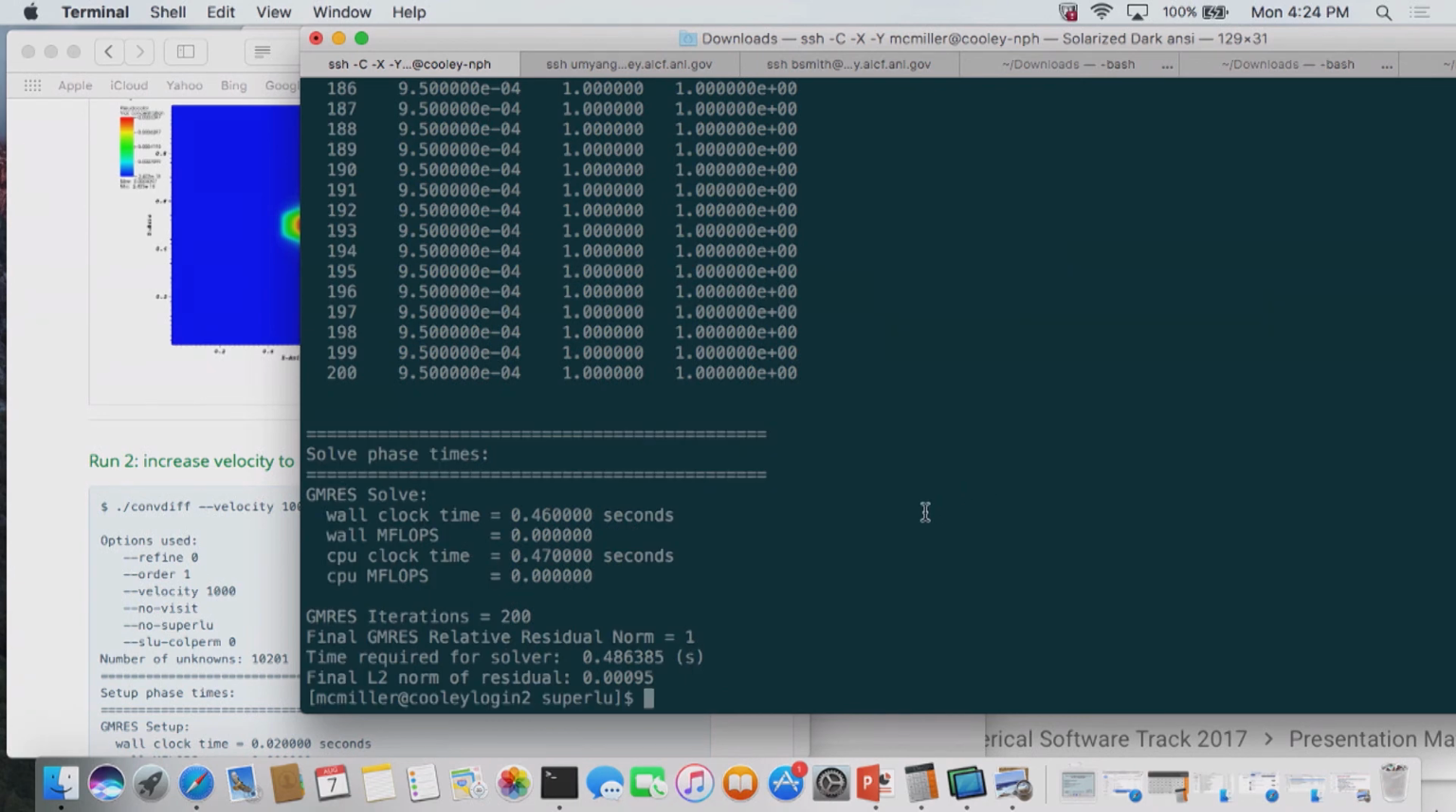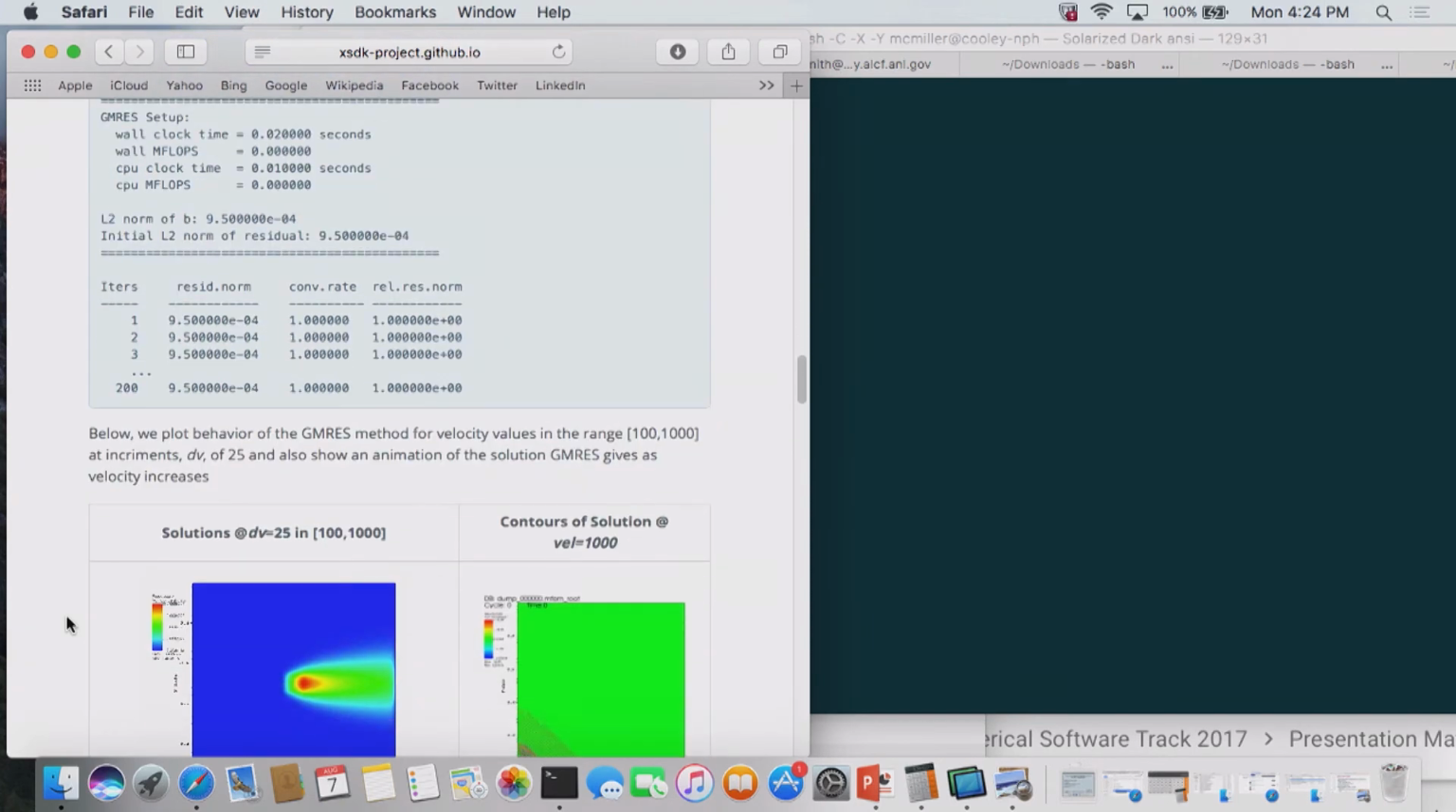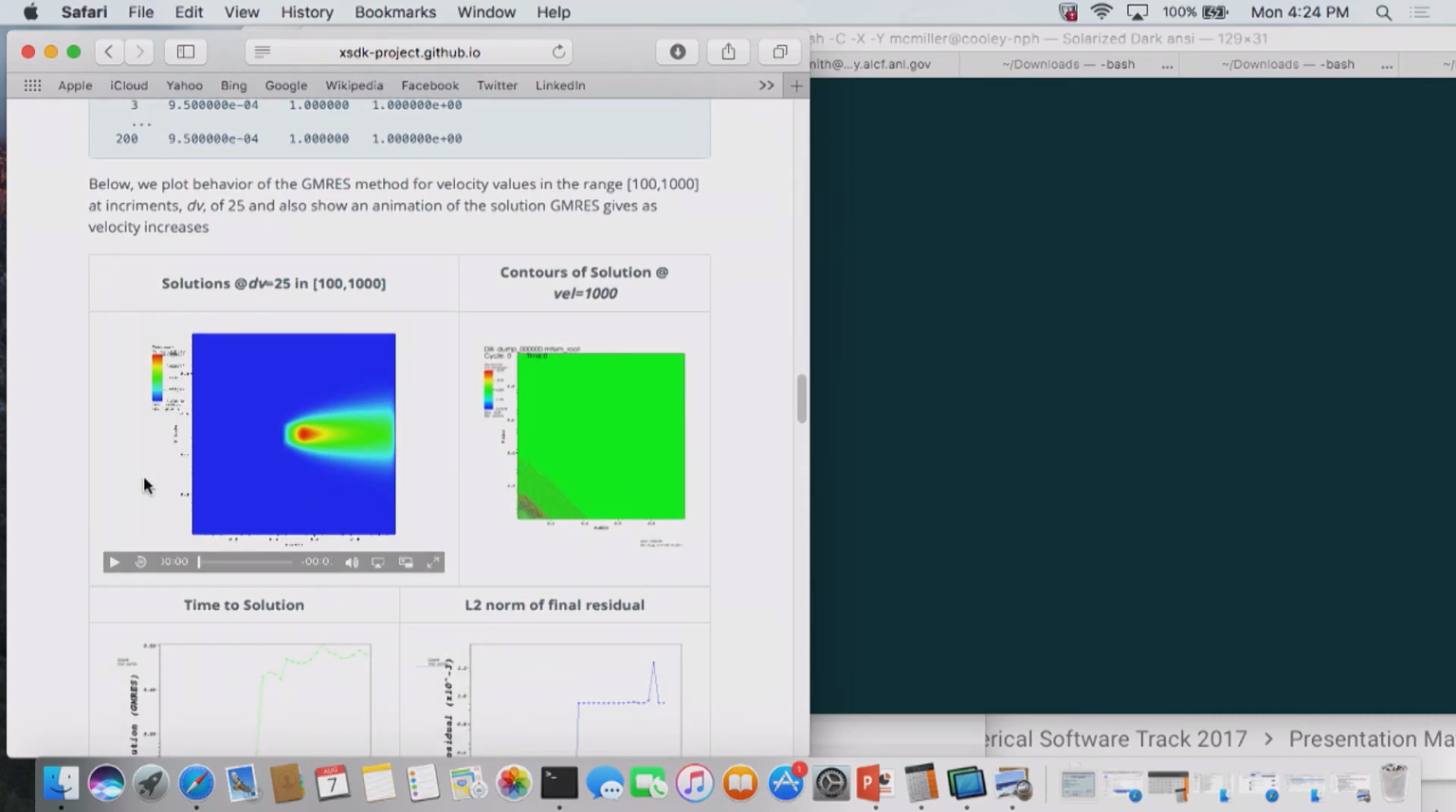So it ran for many more iterations. I'm just displaying the last few here. There's an animation here as well. So first let me focus. This was the final result, the contours of the final result that it computed.